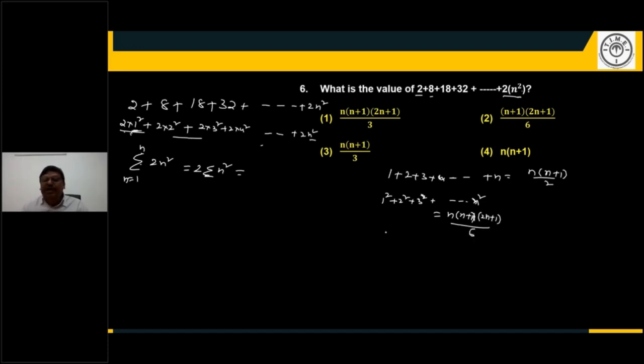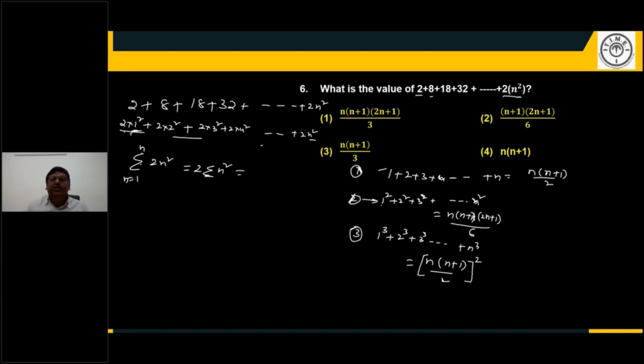One more I tell you, though it's not required for this question. Only this one is required, but I'm just telling you the rules. Similarly, the sum of first n cubes, 1 cube, 2 cube, 3 cube and so on till n cube, is n into n plus 1 by 2 whole square. These are the 3 formulae which are very useful for you in different questions.